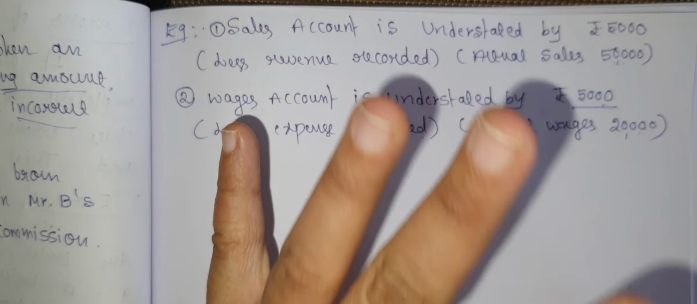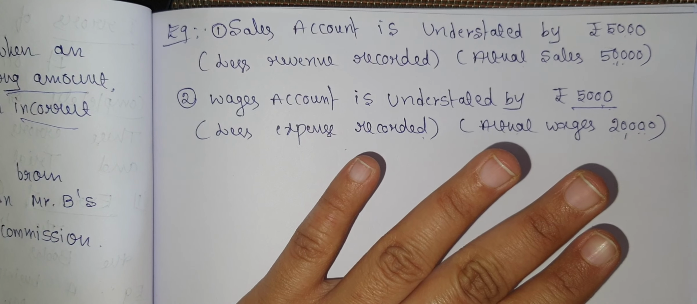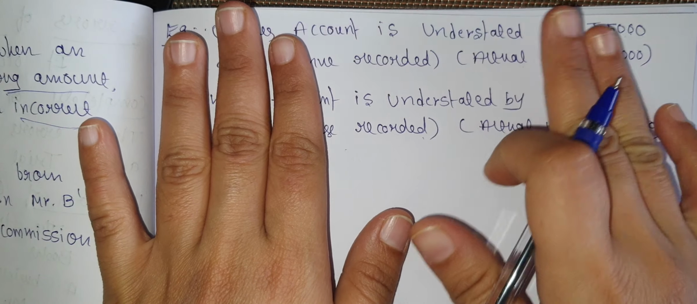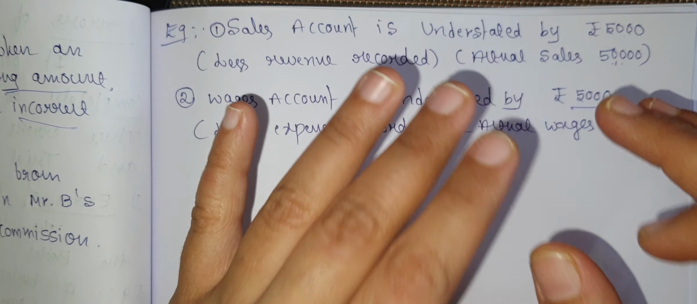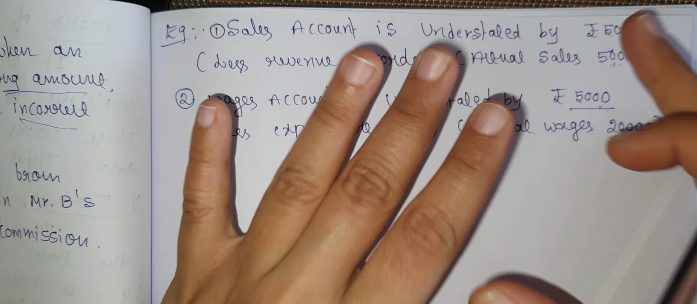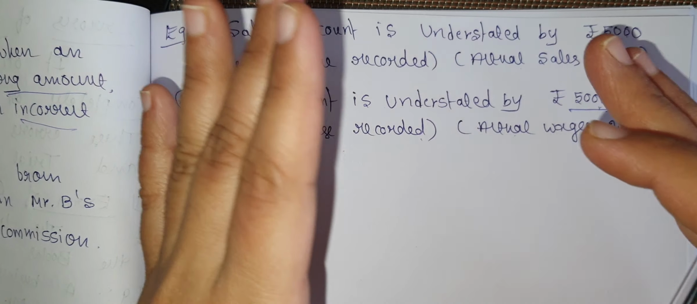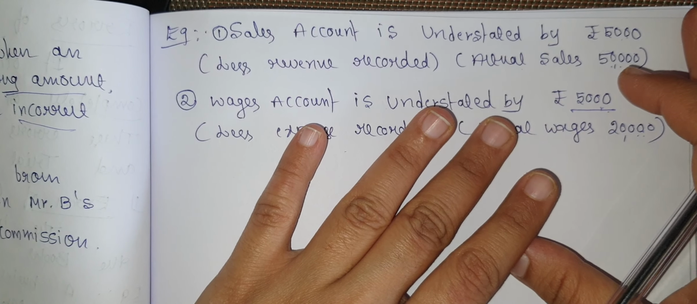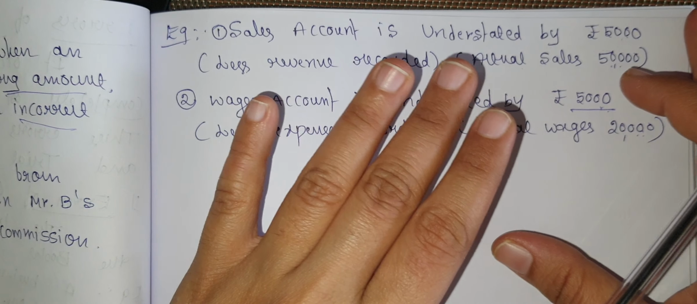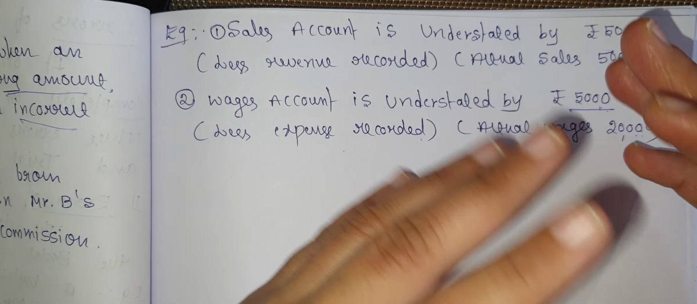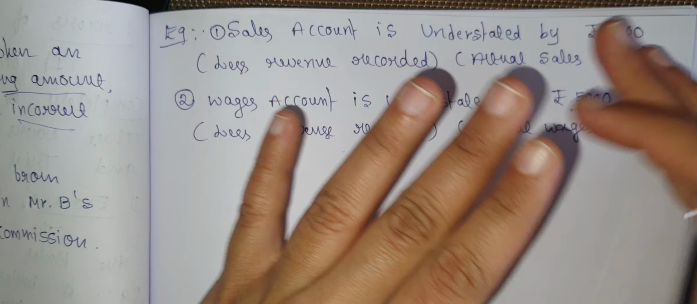This is about compensating errors. Both income and expenses are understated by the same amount of rupees 5,000, but the trial balance remains balanced, though it is still incorrect. They contain hidden mistakes. This is about compensating errors.